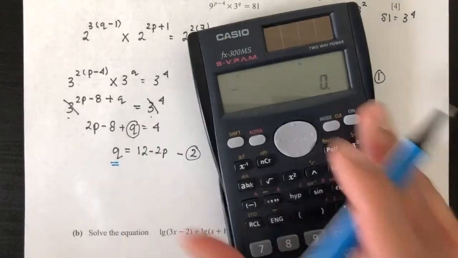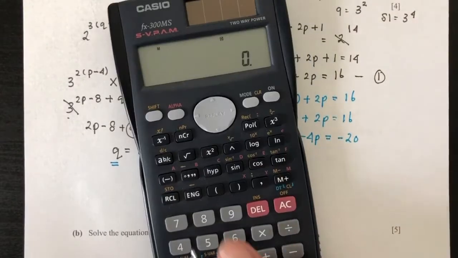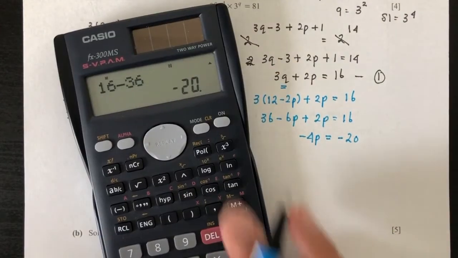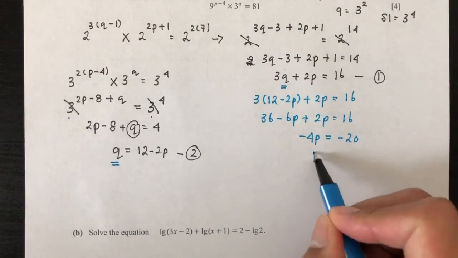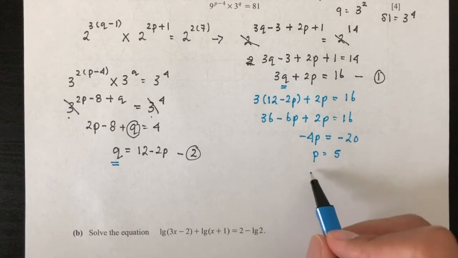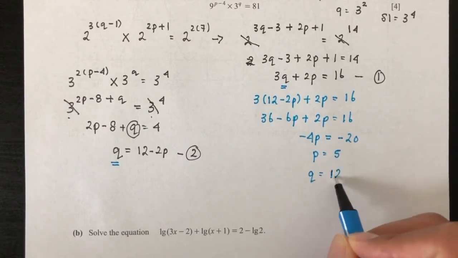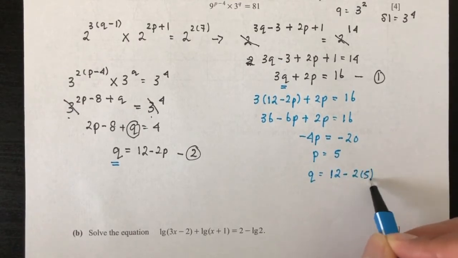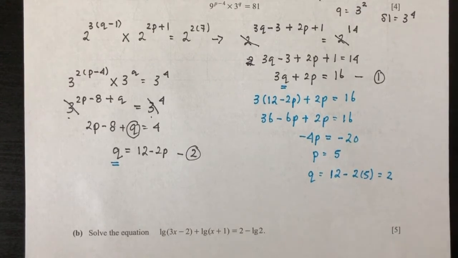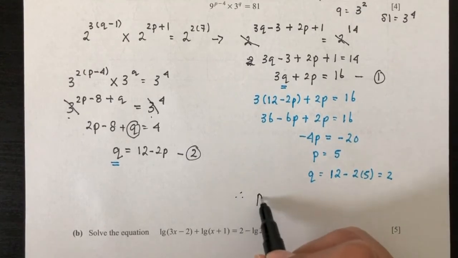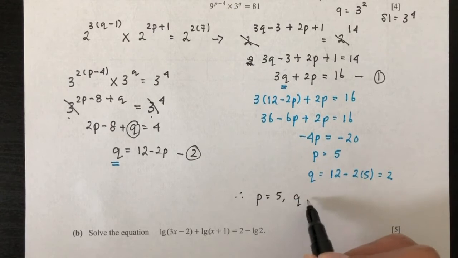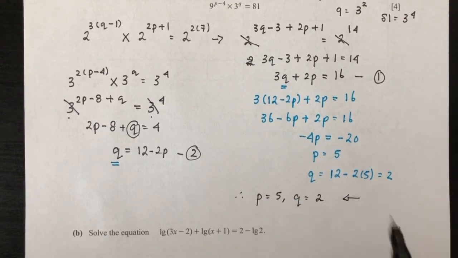But let's double check, who knows? So 16 minus 36 is minus 20. So p will be equal to 5, and the value of q will be 12 minus 2 times 5, that will be 2. So finally, the value of p is 5, and the value of q is 2. That is for part A.